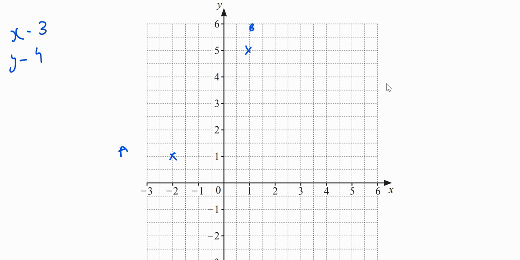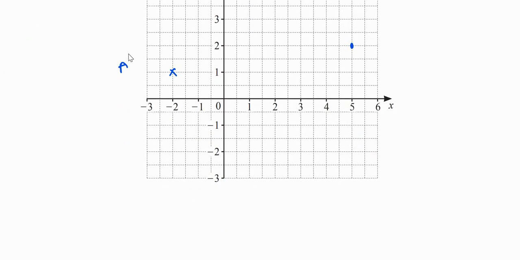Now in order to find C and D, we will actually inverse it. So the difference in y should be 3. If we want to find the next point, we will go 3 down, 1, 2, 3, and 4 right, 1, 2, 3, 4. So this is one of the other points. And again, from A, we will do the same thing. Go 3 points down, 1, 2, 3, and then 4 points right, 1, 2, 3, 4. Okay?